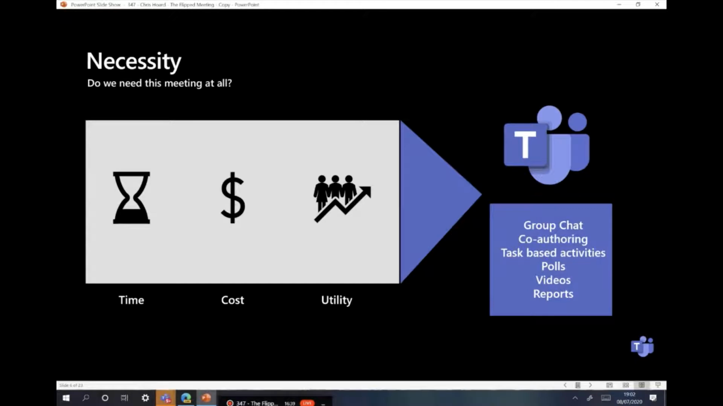Now, this is really, really important because we have a kind of perfect tool here with Microsoft Teams. So by thinking about necessity, do we need a meeting at all when we have all these different things that we can currently do in Microsoft Teams? We can have group chats. We can co-author documents. We can have task-based activities. We can have snap polls. We can put videos into our teams. We can also run reports from Power BI and have recurring conversations. So first of all, we need to be able to use necessity to even start thinking about scheduling our meeting.